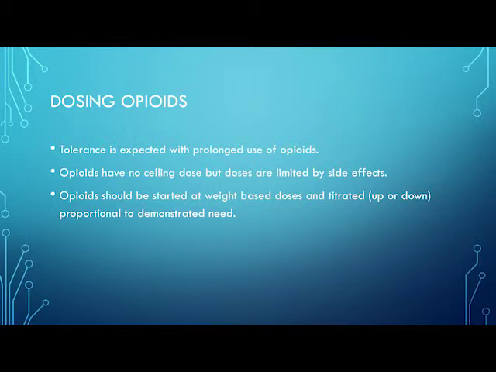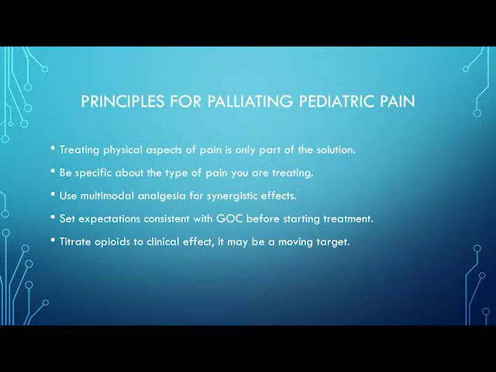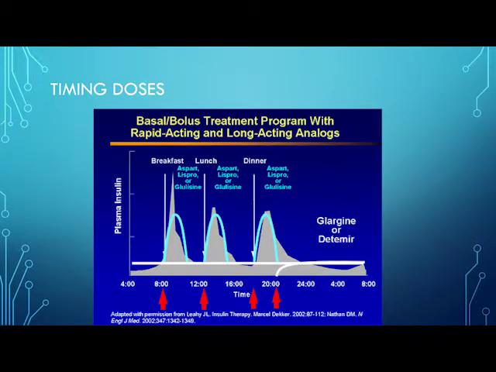Opioids should be started at weight-based doses, but then need to be titrated either up or down based on how the patient does and the need that they demonstrate. So our next principle is to titrate opioids to clinical effect. It's not like Tylenol, which is 15 per kilo every time you use it. It's a moving target. So how do we time doses? Anyone really love treating diabetes and want to explain this? Because this slide I took completely from somewhere else, from dosing insulin.